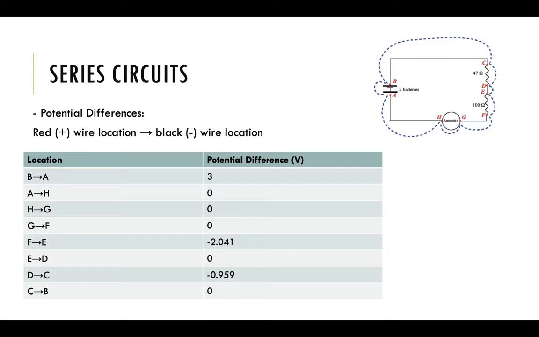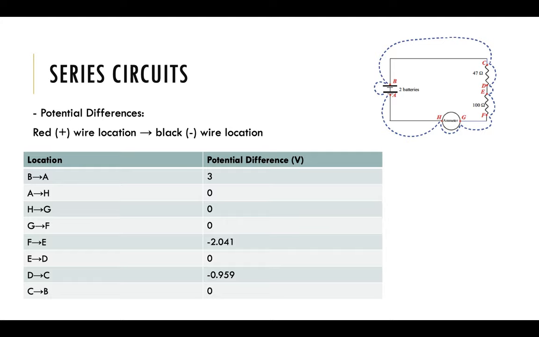For this part of the lab, we were to measure the potential difference at multiple points around the circuit. For my arrows, I went from the red wire, which is positive, to the black negative wire's location. As shown in the figure to the right are the locations for each letter. From B to A, I found the potential difference was 3 volts.